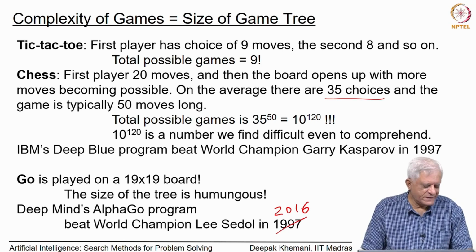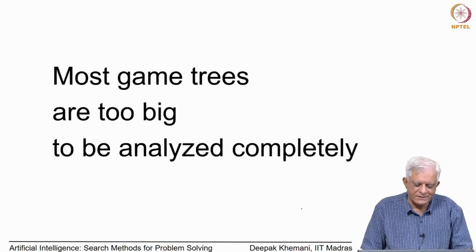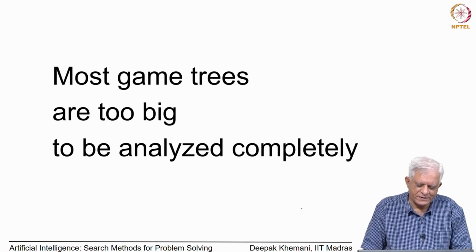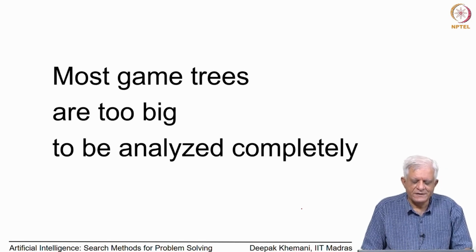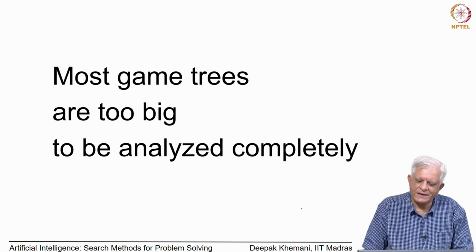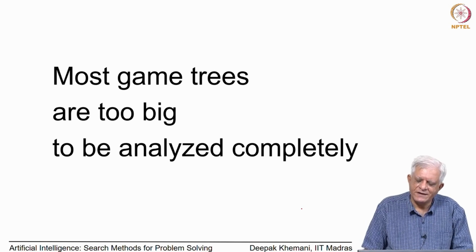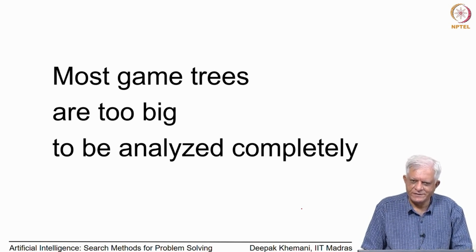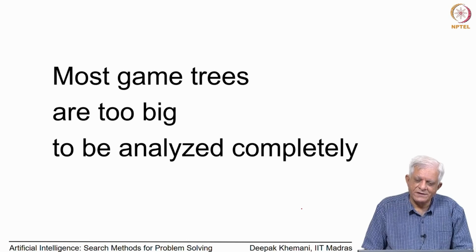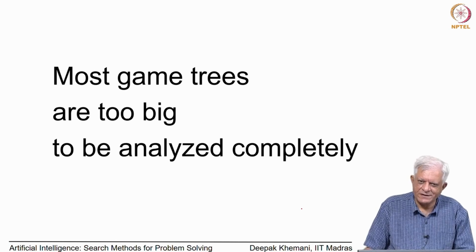How do these programs work? As we have just seen, most interesting games are too huge to be analyzed completely. The chess tree has about 10 raised to 120 possible games. The Go game has much more, and therefore, you cannot analyze the game completely.